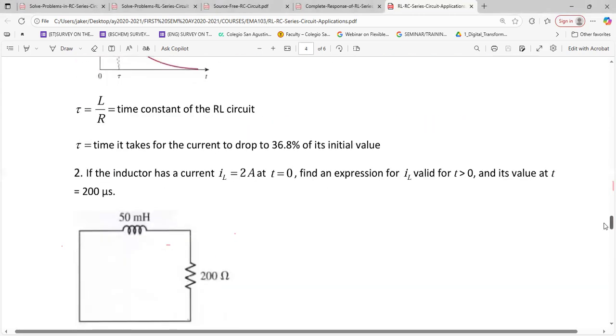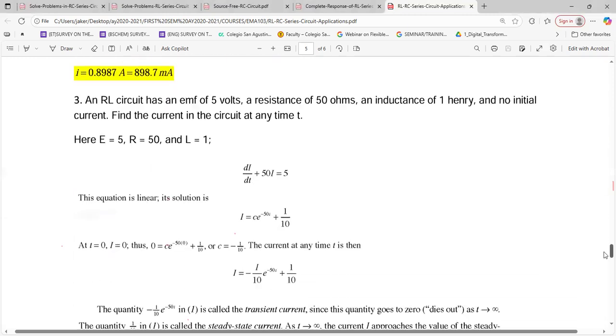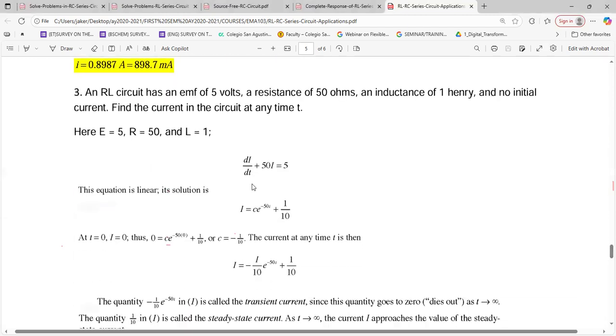So number 3 here. So you have di/dt plus, so it's R over L, so 50 divided by 1. So that would be 50I equal to 5 volts because your EMF is 5. If you look at it closely, class, this is actually linear as it is written, but it is also separable. It's easily solved using separation of variables.